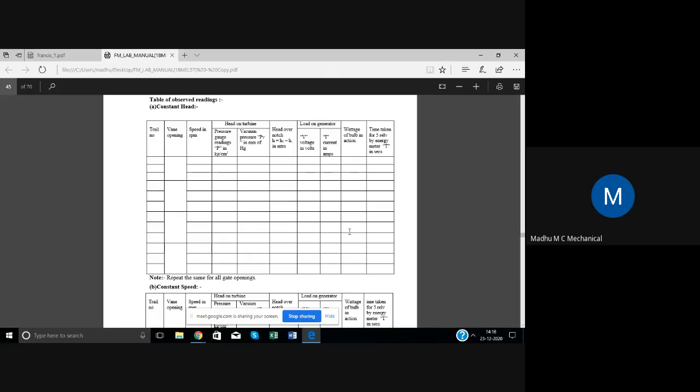Please copy down the tabular column. Make two similar tabular columns, one for constant head and one for constant speed.